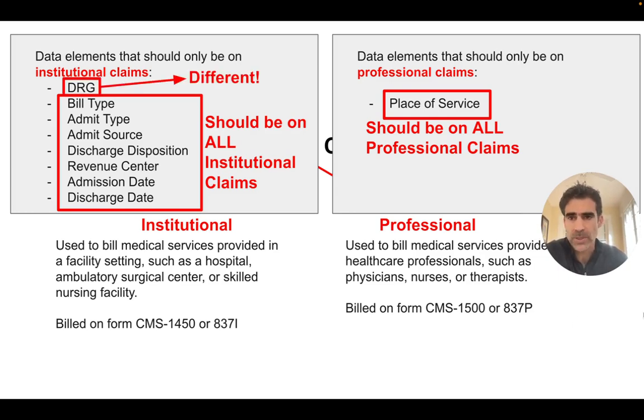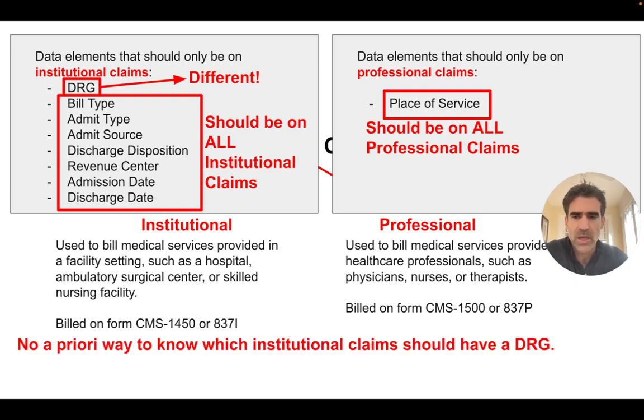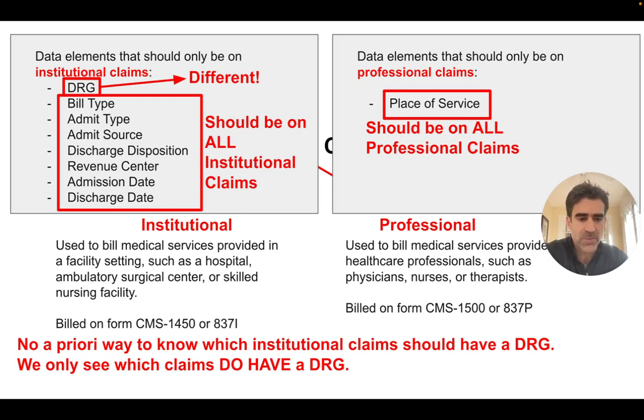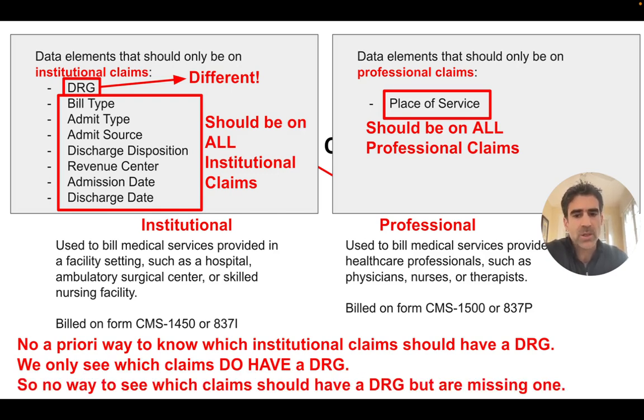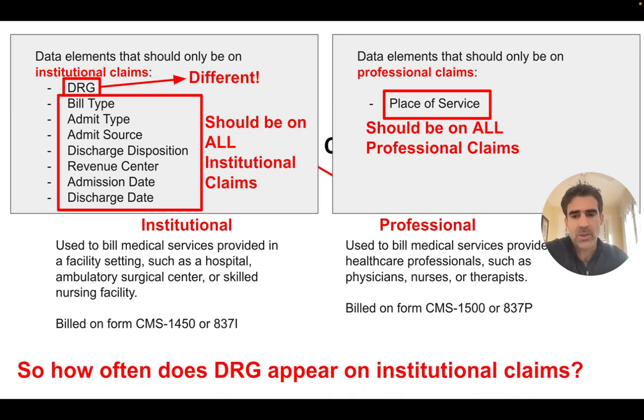But DRG is different. DRG is not on every single institutional claim. It's only populated on a subset of institutional claims. So there's no a priori way to know which institutional claims should have a DRG, and we only see which claims do have a DRG. So there's no way to see which claims should have a DRG but are actually missing a DRG. And so the question is, how often does DRG appear on institutional claims?